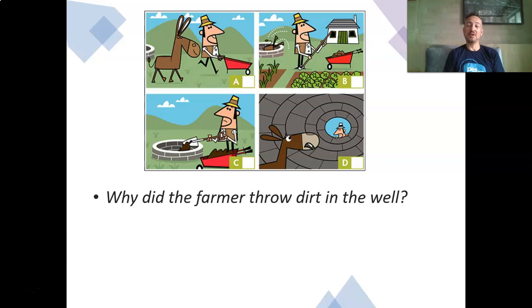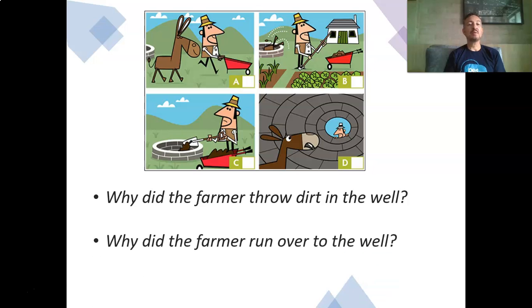Yes, you just heard. Because he wanted to kill the donkey immediately. He had to prevent him from dying very slowly and suffering even more. Okay, so that's why he did it. And why did the farmer run over to the well? Why did he run over to the well?